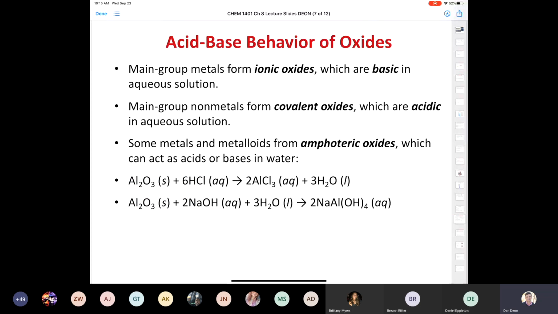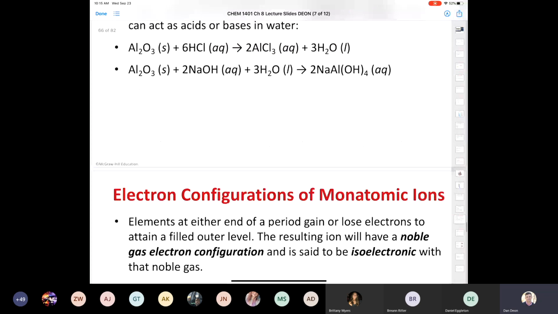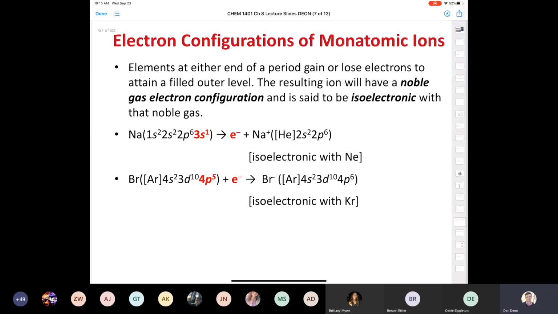All right, well, let's move on from that and talk about electron configuration again. Now we're going to look at the electron configuration of ions. It says here the elements at either end of a period gain or lose electrons to attain a filled outer level, right? That's just a politically correct way of saying atoms will do whatever they can to become isoelectronic with a noble gas, right? So I went over sodium, why it loses an electron, because then it becomes isoelectronic with the nearest noble gas, which is neon.